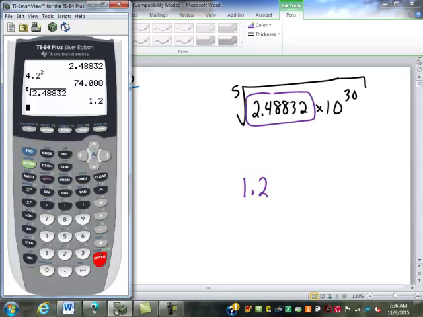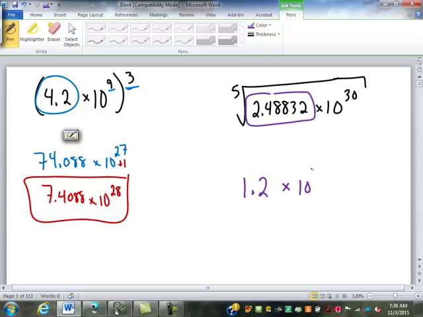For most of you, you put in the 5, then it's the second, and then whatever you use for your power key, so it's your caret key usually. And then the 2.48832. Then what happens to our power of 10? Divided by 5, so it's 10 to the 6. And it's already in proper form, right number of digits in front of the decimal point, so we don't have to move anything.